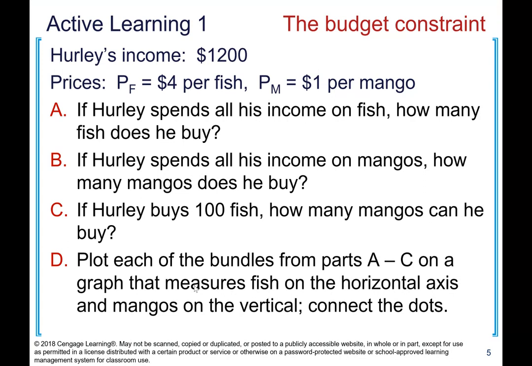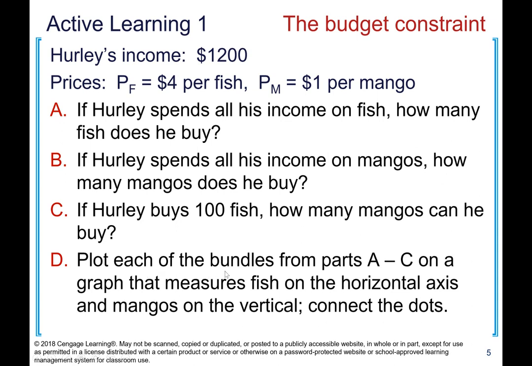Let's look at an example of a budget constraint by looking at Active Learning 1. Harley's income is $1,200. The price of fish is $4 per fish, and the price of mangoes is $1 per mango. Number A, if Harley spends all his income on fish, how many fish does he buy? Number B, if Harley spends all his income on mangoes, how many mangoes does he buy? Number C, if Harley buys 100 fish, how many mangoes can he buy?